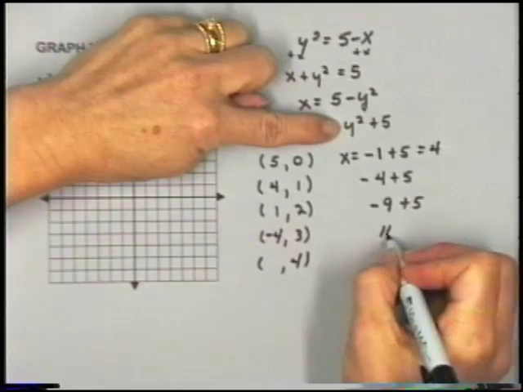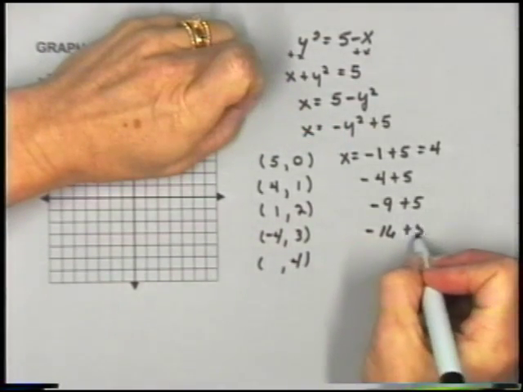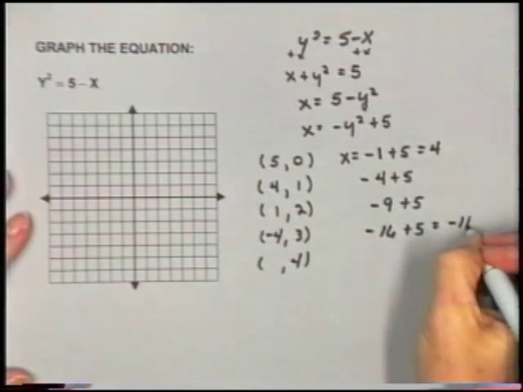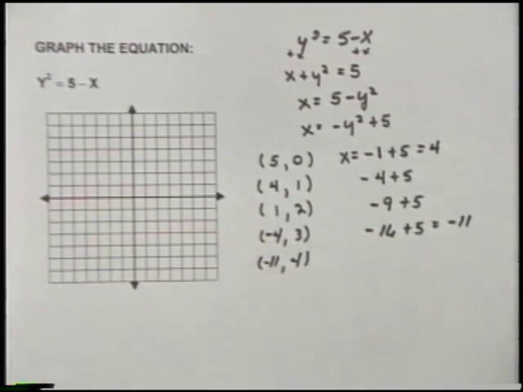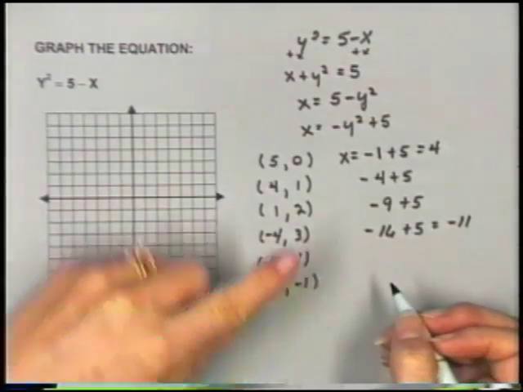Let's choose 4 for y. If I square 4, I have 16. Then the negative, and then plus the 5. Negative 16 plus 5 is a negative 11. Now, that number kind of got outside of what we're going to be able to graph, didn't it? You'll notice that we've been choosing positive numbers for y. Let's choose a few negatives and see what happens.